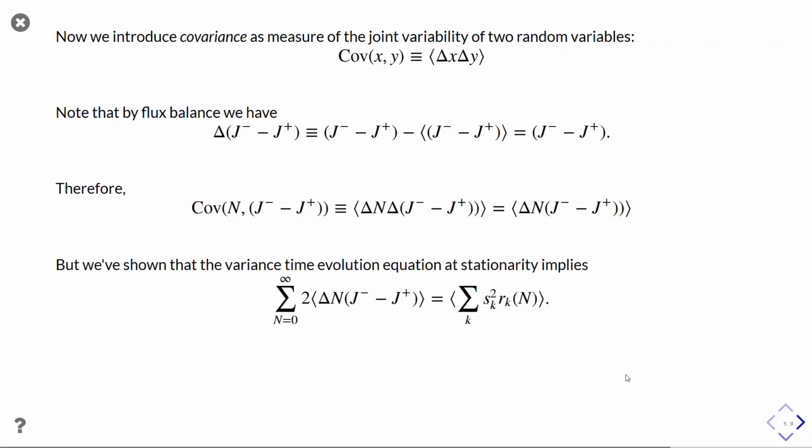But we've shown on the preceding slide that the variance time evolution equation at stationarity implies this relationship. Now, substituting this relationship into the expression for the covariance we're considering above, we have that 2 times the covariance between the abundance n and the difference between J minus and J plus is equal to the average of the sum over all reactions of the stoichiometric coefficient squared times the propensity function.